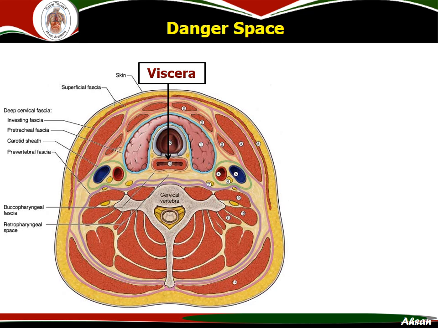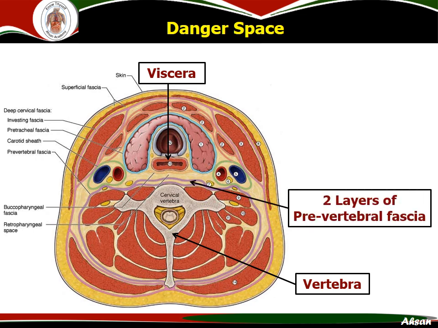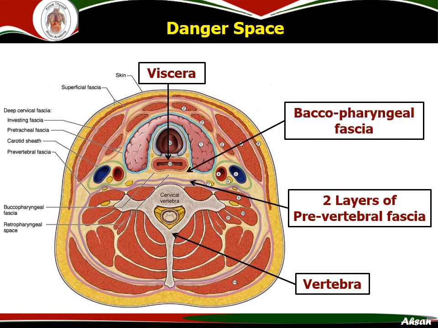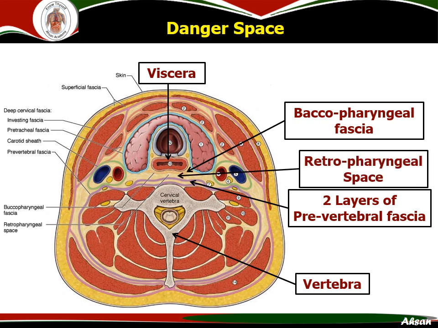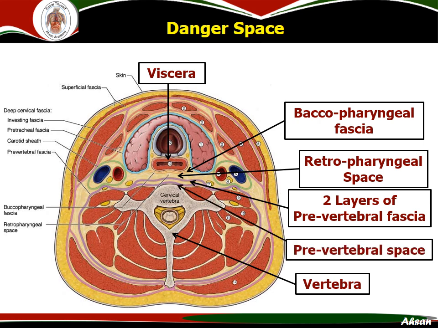Let me show serially. These are the viscera, enclosed by one type of cervical fascia. This is the vertebra. In front of the vertebra, the two layers of the prevertebral fascia enclose one space, and this is the buccopharyngeal fascia. This has one space behind it, known as the retropharyngeal space, meaning behind the pharynx, and there is another space between the two layers of the prevertebral fascia.